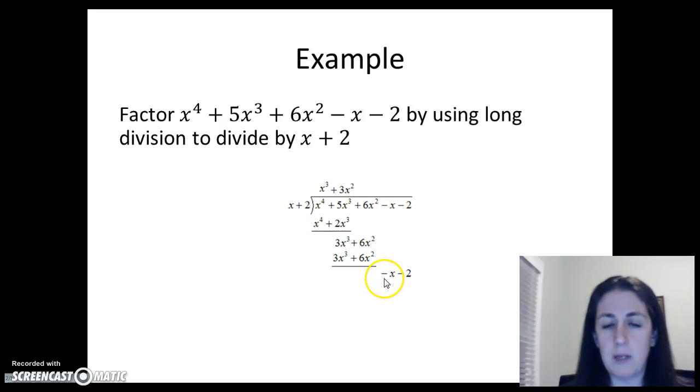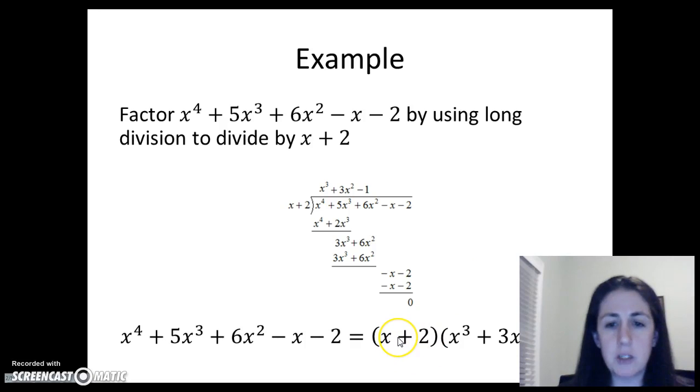Now x times what gives us negative x? That would be negative 1. Distribute the negative 1 to both of these. Negative 1 times x is negative x. Negative 1 times 2 is negative 2. Subtract completely, and we're left with nothing. There's no remainder here. So if we were going to factor this, we know that x plus 2 goes into it, and it would factor into x plus 2 times x cubed plus 3x squared minus 1.